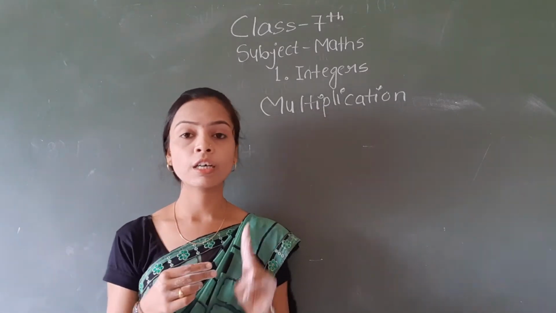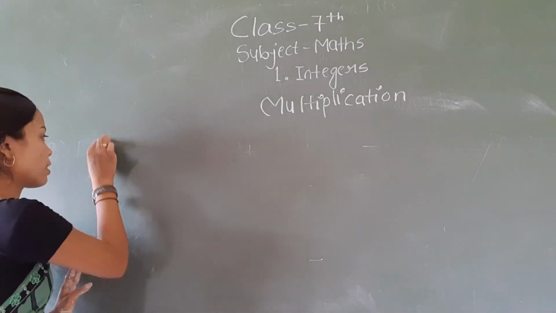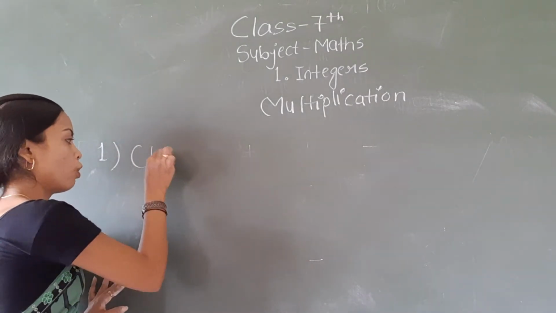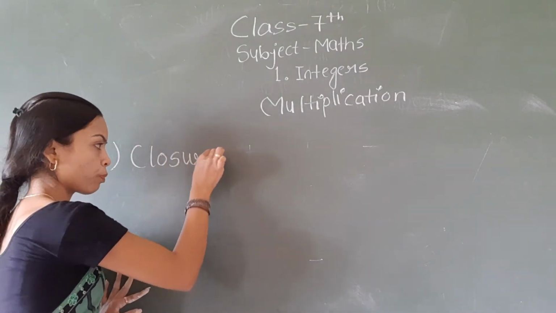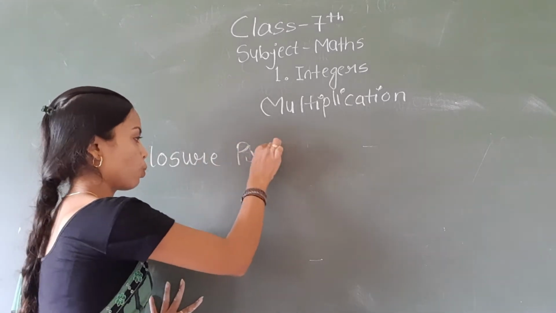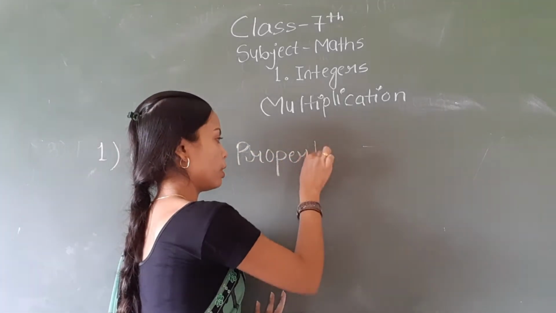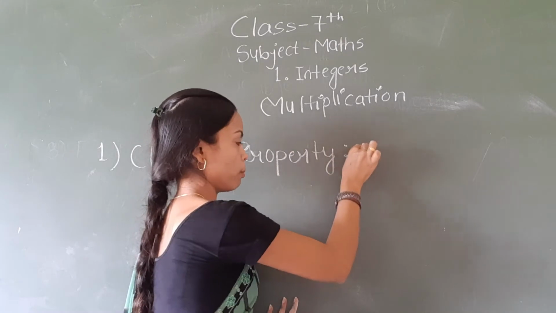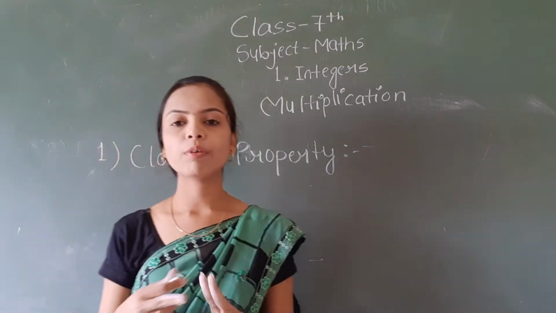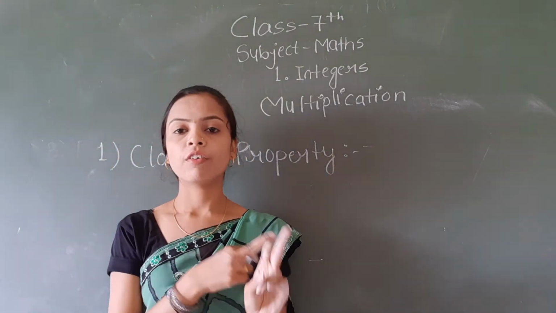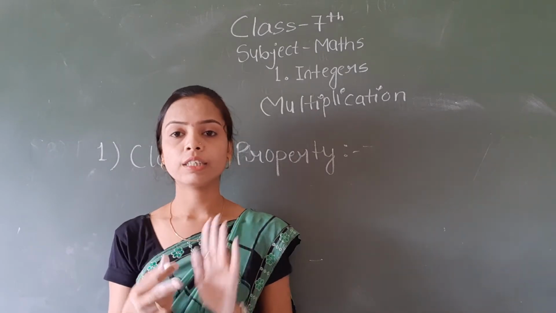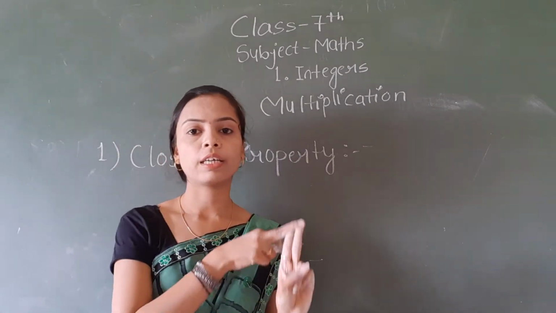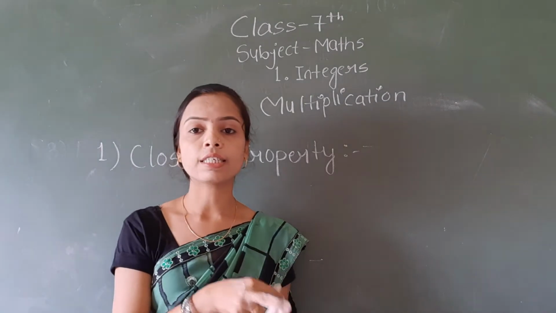The first property is the closure property. What is closure property? Closure property is when we multiply two integers, our answer is always an integer. जब हम दो integers का multiply करेंगे, हमारा answer again एक integer ही होगा.